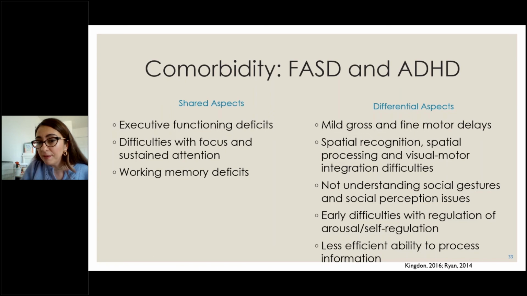Kids with FASD have a hard time understanding social gestures, social perception issues. We don't see it at that severe level in ADHD. Kids with FASD have more early difficulties with self-regulation and arousal. We see the emergence of those issues in a typical kid with ADHD more around 4 or 5, whereas with a kid with FASD, as early as 2 years, we can start to see this dysregulation very easily. So that could be a marker.